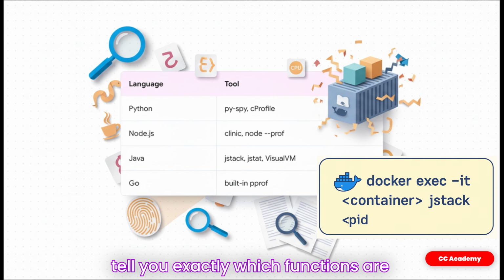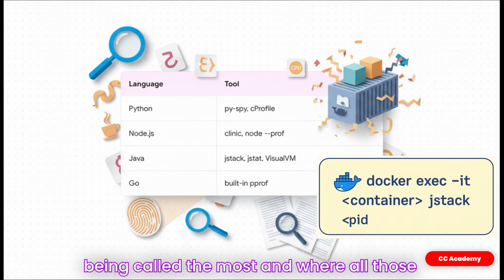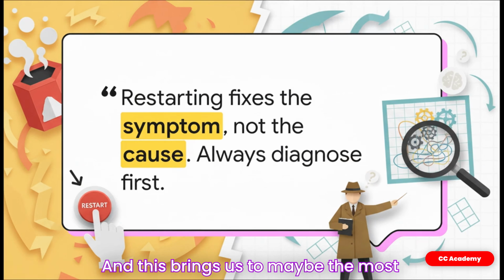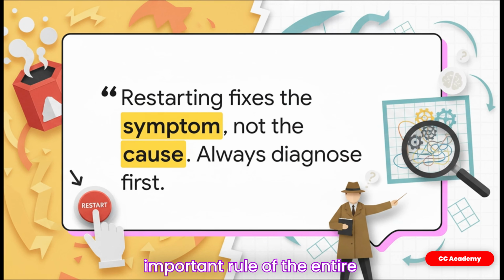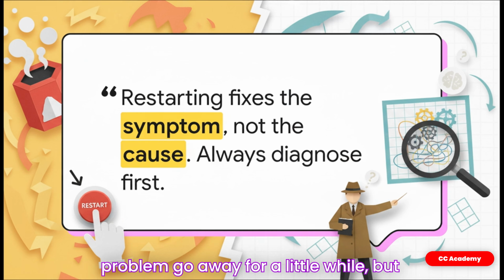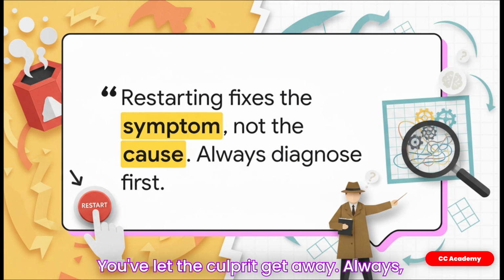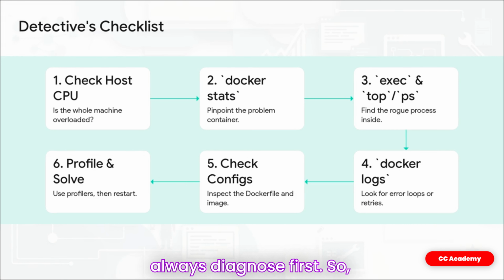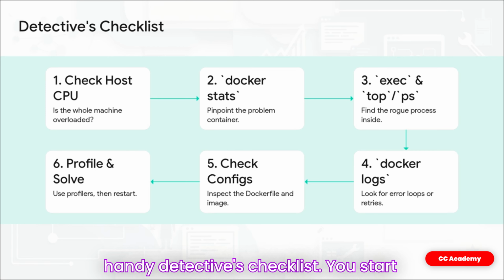They can tell you exactly which functions are being called the most and where all those precious CPU cycles are going. And this brings us to maybe the most important rule of the entire investigation. Resist the urge to just restart the container. I know it's tempting. A restart might make the problem go away for a little while, but you've just destroyed the crime scene. You've let the culprit get away. Always, always diagnose first.